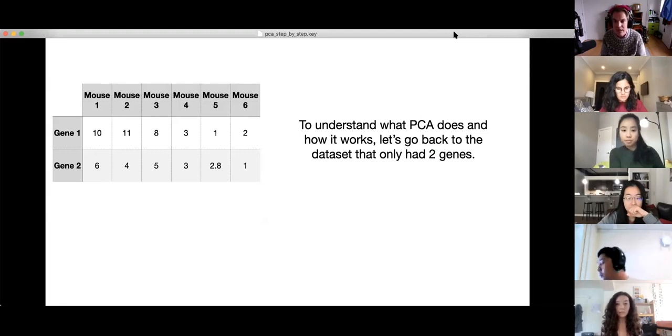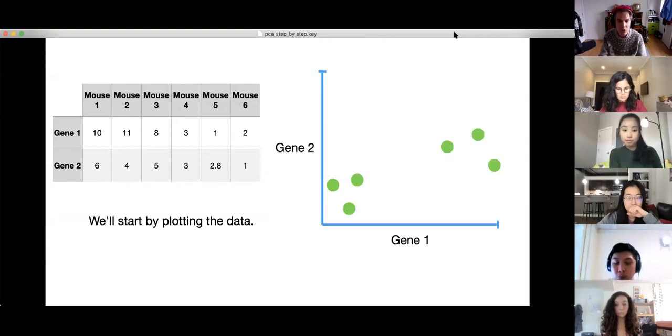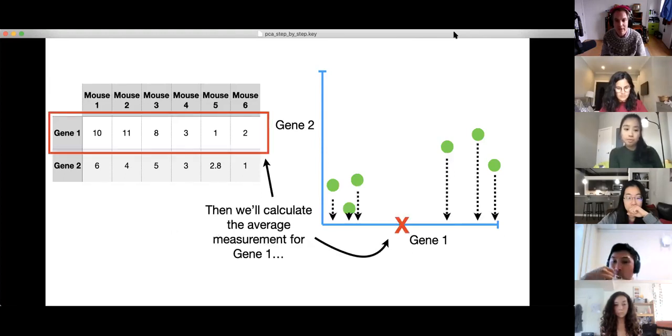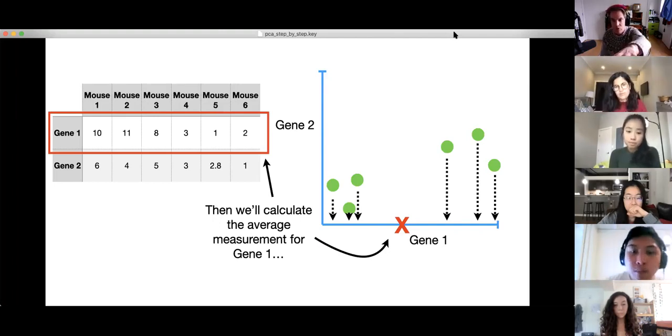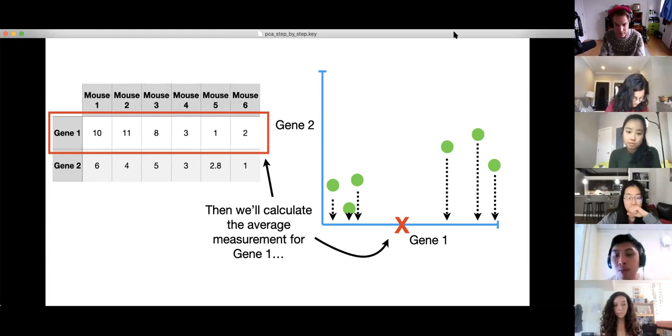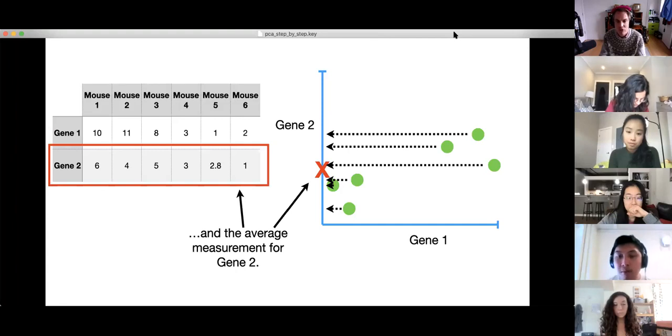To understand what PCA does and how it works, let's go back to the dataset that only had 2 genes. We'll start by plotting the data. Then we calculate the average measurement for gene 1. So the data is on this 2-dimensional graph. And what we do is we're just going to look at all the x-axis coordinates for the data, and we're going to calculate the average value, and that's that red X. And the average measurement for gene 2. So gene 2 is on the y-axis. And so we're just taking the y-axis coordinates and we're averaging those.